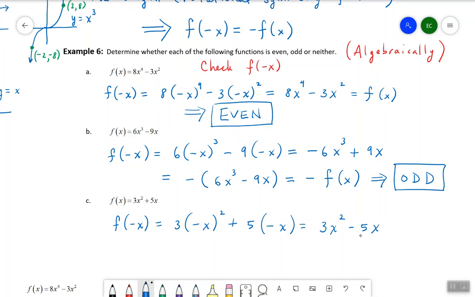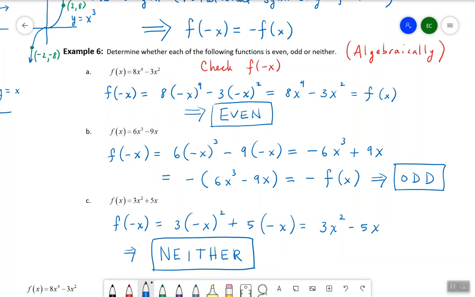Now, when we look at this, this is similar to f of x, but it's different, right? The signs are not exactly the same, and they're not exactly the opposite either, right? The sign on the first term is the same, but the sign on the second term is different. And so in this case, f of negative x is not equal to f of x, and it's also not equal to negative f of x. In this case, the function is not even or odd. We'll just write neither.